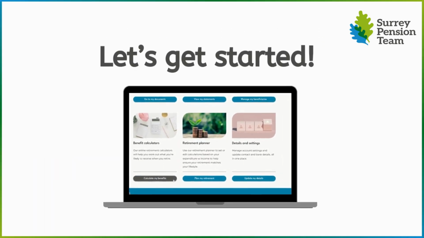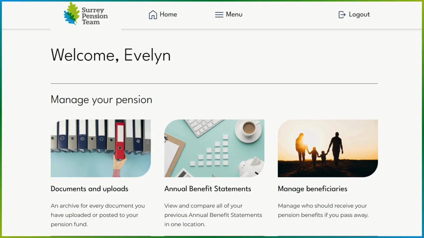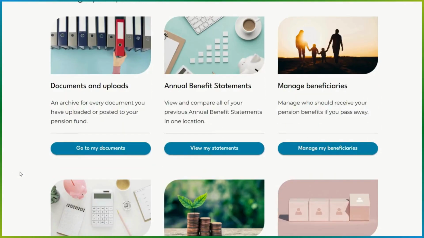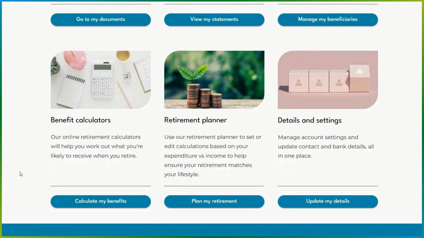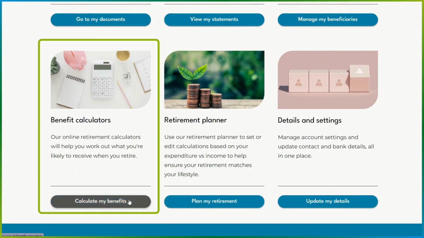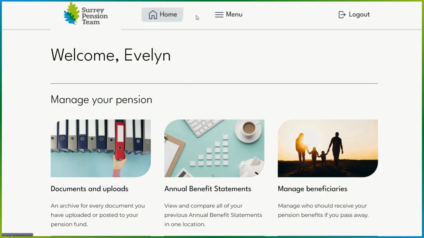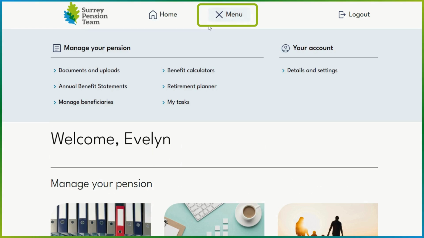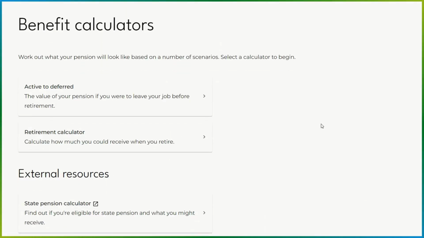Let's get started. You can navigate to the Benefit Calculator section on My Pension Portal in two ways. First, via your dashboard. Scroll and find the Benefit Calculator section and select Calculate My Benefits. Alternatively, scroll to the top of the page and find the menu. Here, you will be able to select Benefit Calculators. Benefit Calculators page. These tools help you estimate your future pension benefits based on different scenarios as a member.